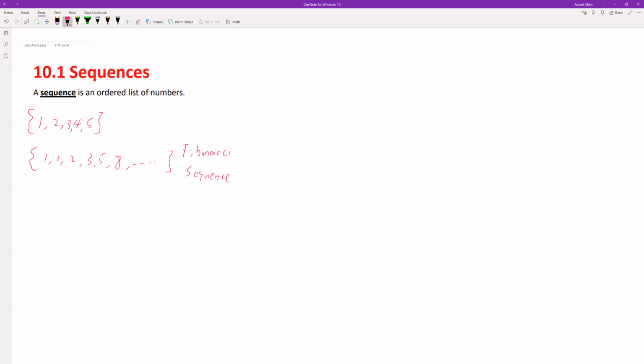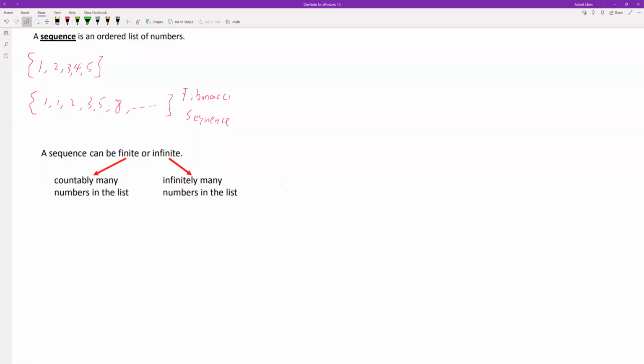So let's take a look at different types of sequences. We can basically break it down into two types. One is a finite number of numbers in the list, or infinitely many numbers in the list. The finite list would be like in the example we have here: 1, 2, 3, 4, 5. Or it doesn't have to be different. You can have a list of numbers like 0, 0, 0, right? That's also a finite sequence.